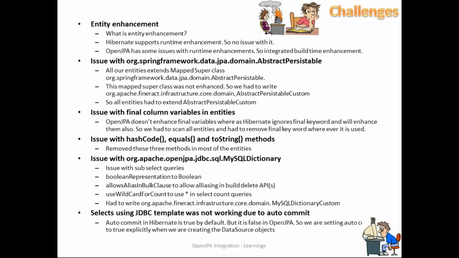Within these, the default MySQL dictionary of OpenJPA had some problems according to the code that we have written. As I mentioned, the whole code was written keeping Hibernate as the JPA provider, but when we came to OpenJPA, the default values it uses changed. For something very simple like subselect queries, meaning a select query inside a select, such as select x.* from, these queries will not work with the default MySQL dictionary. So we have come up with our own MySQL dictionary custom, which overrides and corrects these parameters according to our existing implementation.